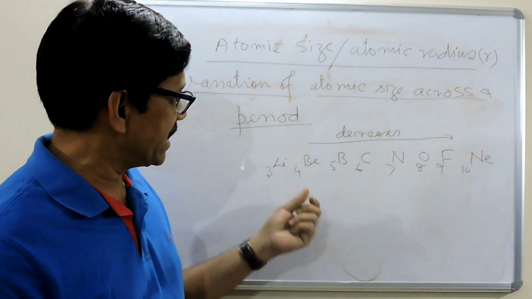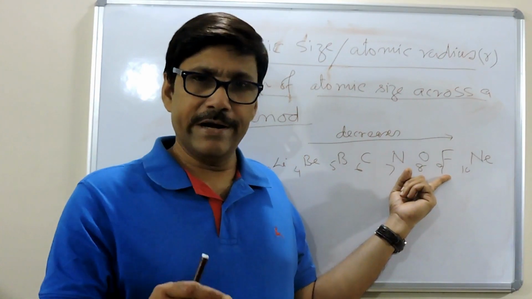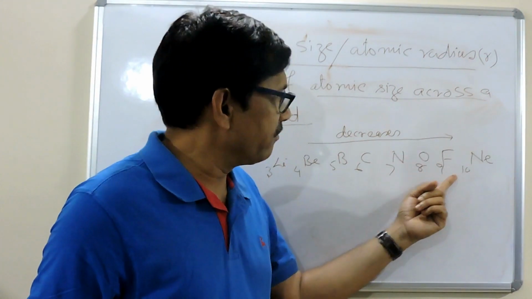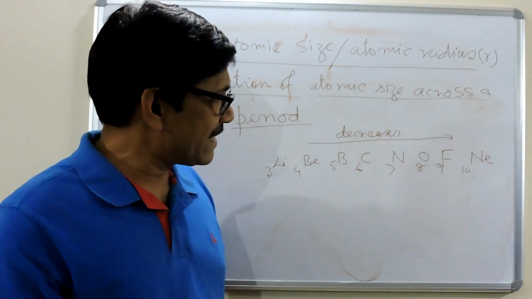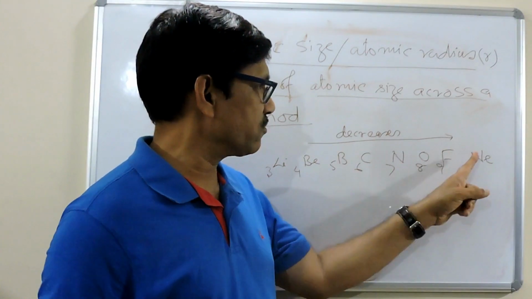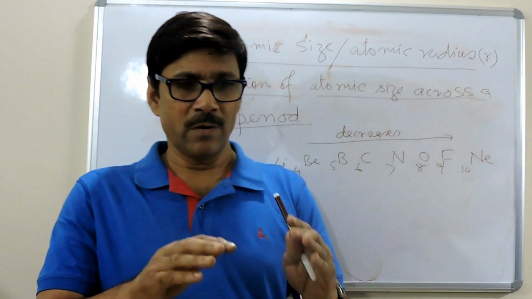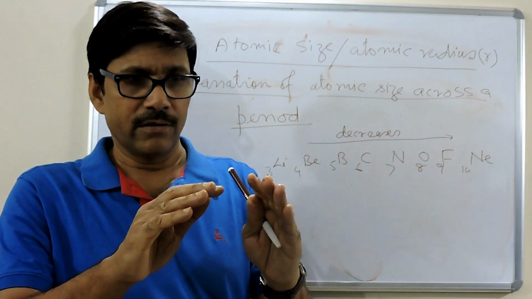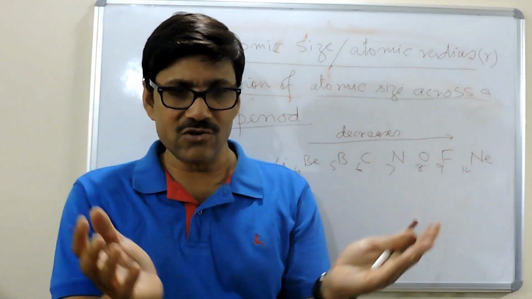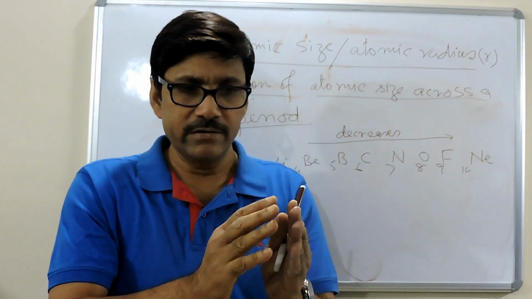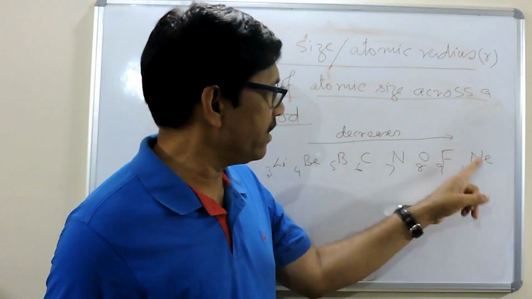But here is one exception for the last element. It has been found that from lithium to fluorine, the atomic radius decreases, but after fluorine, for neon, there is a slight increase in size. This happens because the electronic configuration of neon is 2, 8. So what happens? 8 electrons get overcrowded, and due to this overcrowding, there is inter-electronic repulsion, and the electrons will slightly diffuse, and there is a slight increase in size for neon.